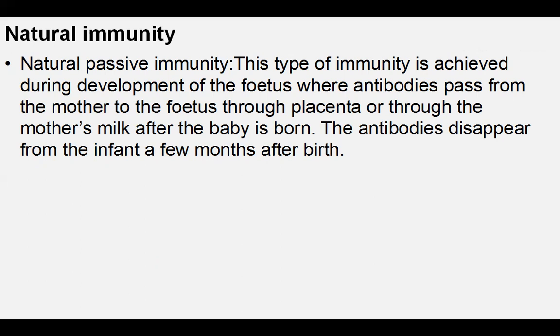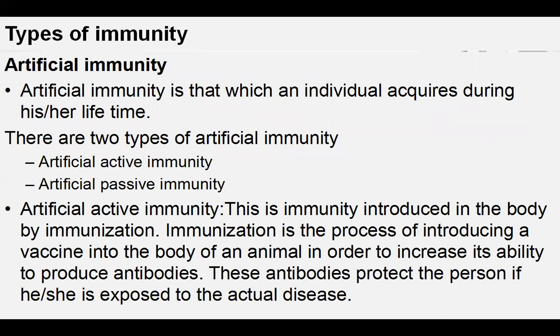Moving on, let's see artificial immunity. When you talk about artificial immunity, this is the type of immunity which an individual acquires during his or her lifetime. So it is obtained artificially. There are two main types of artificial immunity. The first one is artificial active immunity, and the second one is artificial passive immunity.